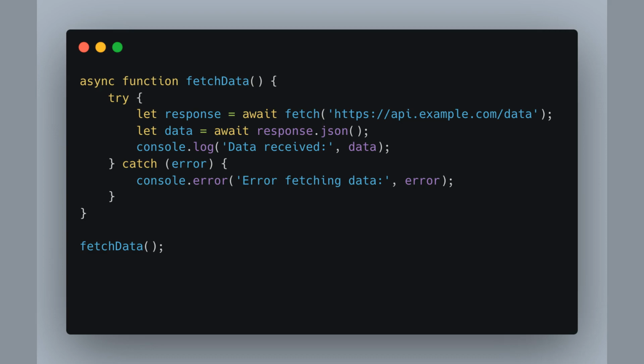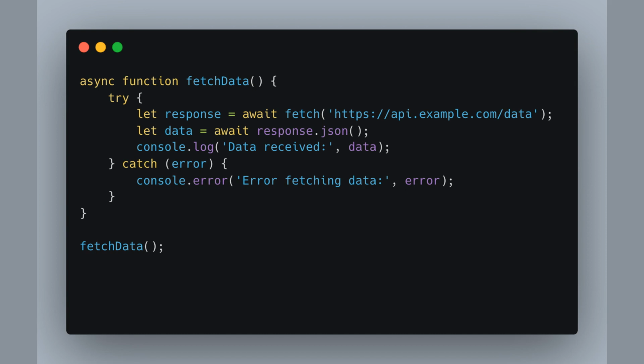Async functions in JavaScript allow us to work with asynchronous code as if it were synchronous. Here, we define an async function named fetchData. Inside, we use the await keyword to pause execution until the fetch request completes. Once it's done, we await again to convert the response to JSON. This process looks like synchronous code, making it easier to read and maintain.